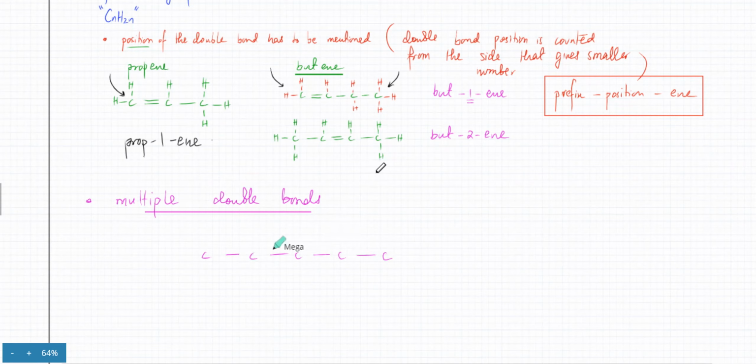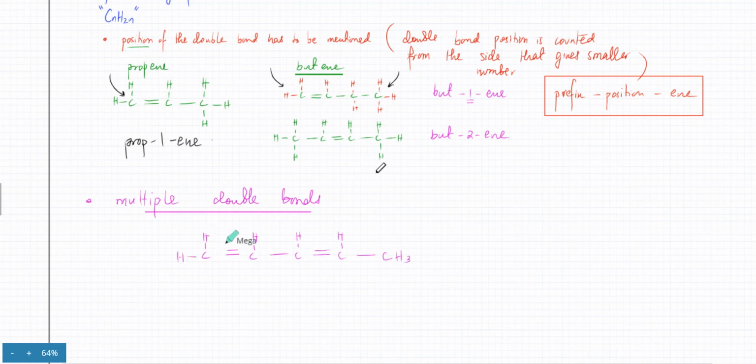This is 5 carbon atoms, so that's pent. There's a double bond on the first carbon atom, and there's another double bond on the third carbon atom. And this is 3 hydrogens. This one would have 1 hydrogen. This one would have one hydrogen, and this one would have 2 hydrogens.